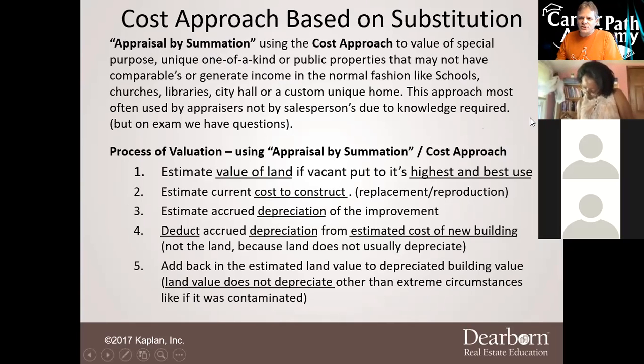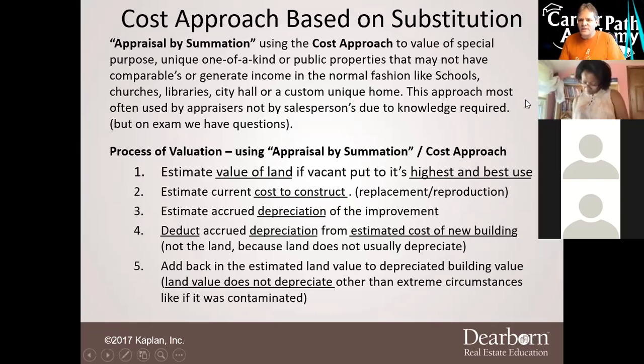The cost approach is used to determine the value of what kind of properties? Or they'll give you a property and then they'll say, which approach to value would you use on this property? Or they'll say the cost approach or appraisal by summation. Which property would you use that cost approach or appraisal by summation to determine the value of? Schools, churches, public buildings, and unique properties, right?